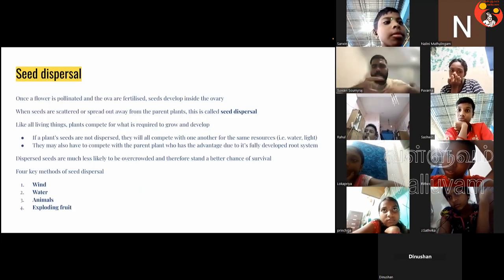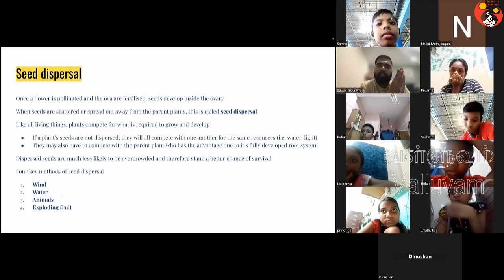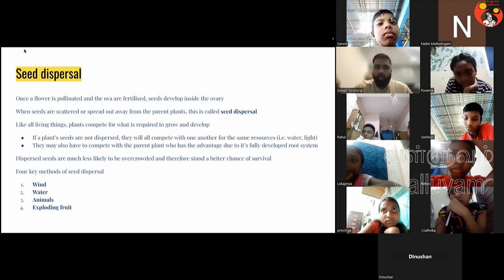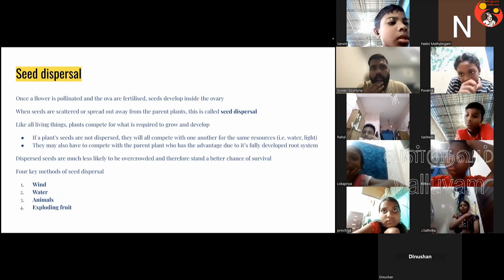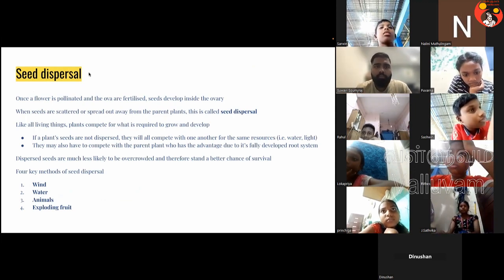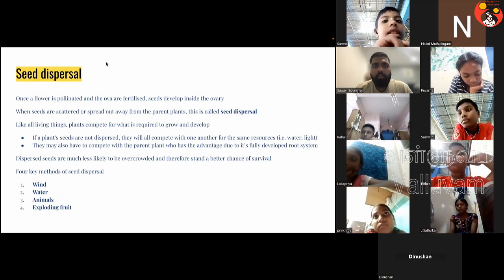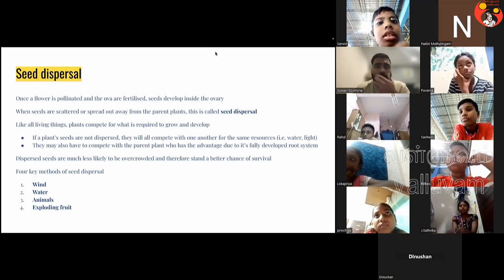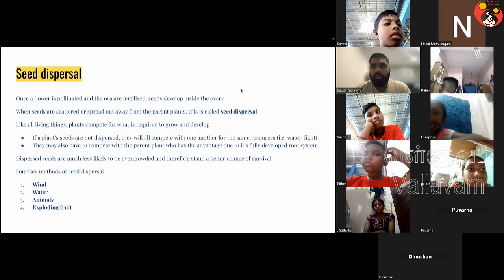So seed dispersal overall, as a general process, is essentially the movement of seeds from the parent plant away to a new location, right? And do you understand, Cyrene, why that process takes place? No, sir. Okay. So I might put it out to the class. Does anyone want to answer why seed dispersal takes place?